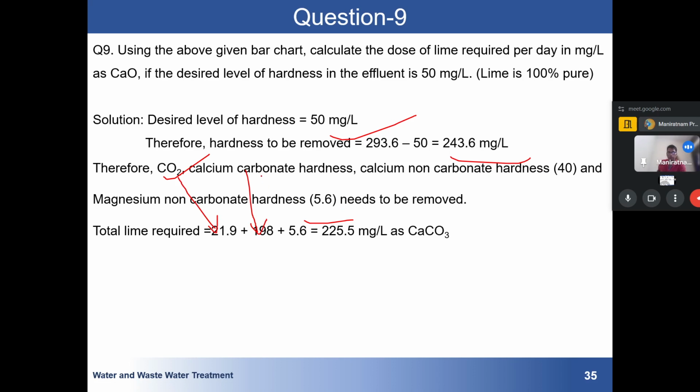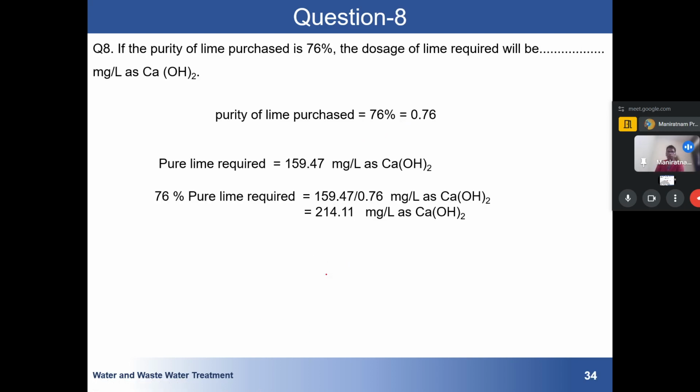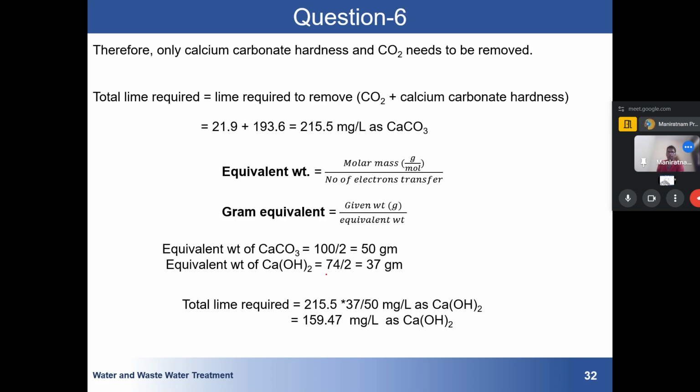198, and due to this magnesium non-carbonate hardness it is 5.6. The total will be 225.5 milligram per liter as CaCO3. And you know that the equivalent weight of CaCO3 is 100 divided by 2, that is 50. And again you have to remember, in this question they were asking to convert in the form of Ca(OH)2. That's why I have written the formula of Ca(OH)2.